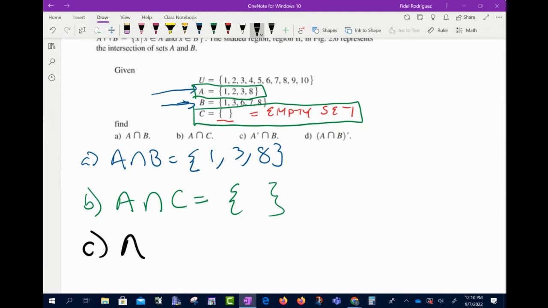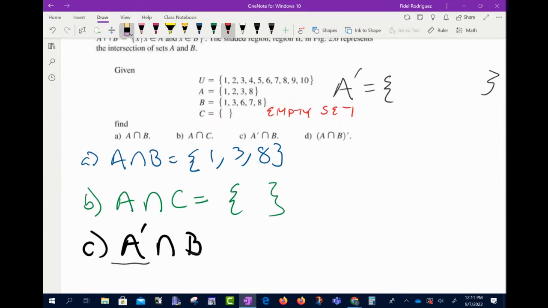Part C says we're looking for A complement intersection B. So y'all, the first thing I want to do before I do this part right here, I need to know what does the set A complement look like? Well, if I already know what the set A looks like, I bet you we can find the set A complement. A complement says, I want to find the numbers that are here, but not those numbers. I don't want to use those.